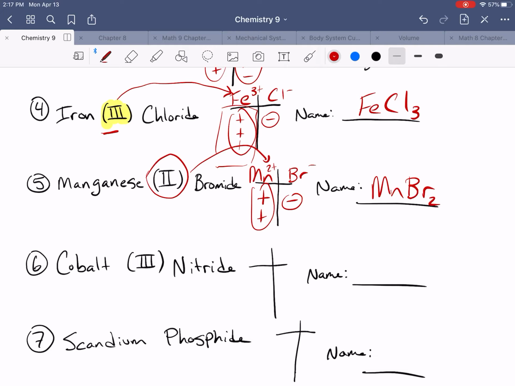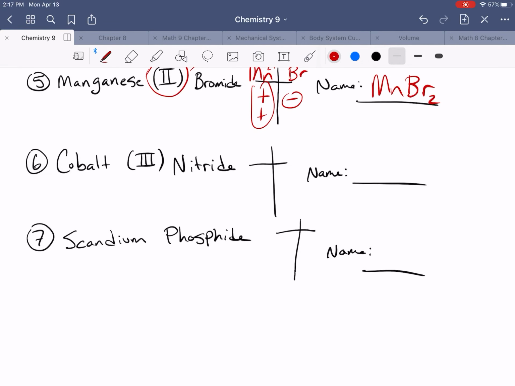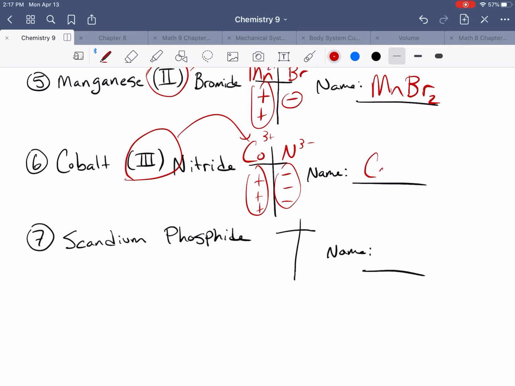Okay? Coming back up to cobalt 3 nitride. So cobalt is Co, and I already know that it's going to be cobalt 3 plus because it told me inside of that nice little problem. Nitride, N, is also 3 minus, and so basically, because both of those are 3s, they're balanced already, and so you don't need any numbers, you just need the symbols, CoN, and you're finished.